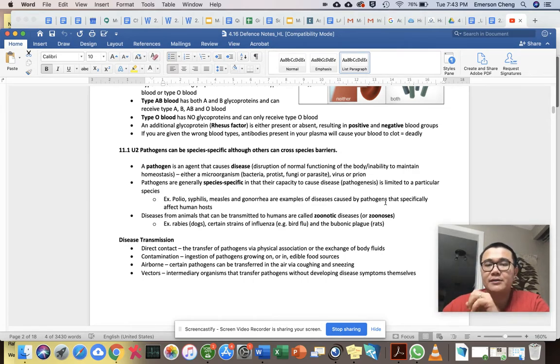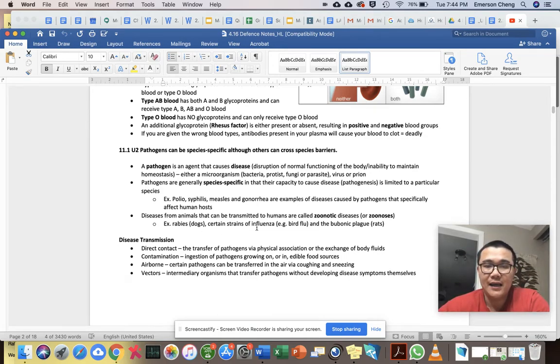But when you're talking about disease that can go from other animals into humans, you call it zoonotic disease. Zoonotic disease. If you think about the first part of the word, zoo, that's usually a field associated with animals. And so in this case, you're talking about a disease that goes from animals to humans.